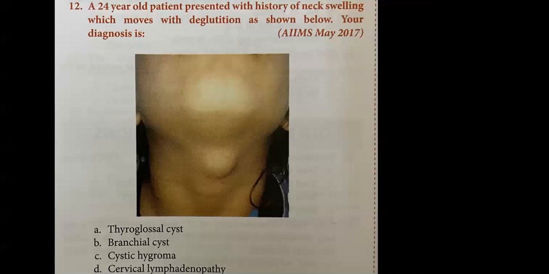This question was asked in the AIIMS 2017 NEET paper, UG exam, MD/MS entrance exam. A 24-year-old patient presented with a history of neck swelling which moves with deglutition. Option A is thyroid swelling, but here there is no thyroid swelling. If option C is given as ectopic thyroid gland, what will you mark?